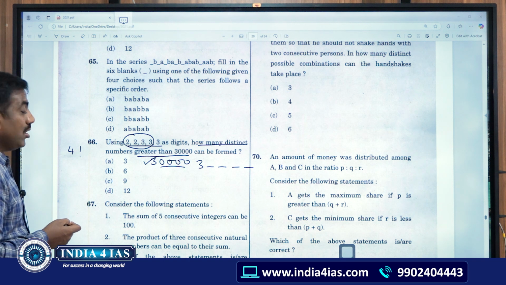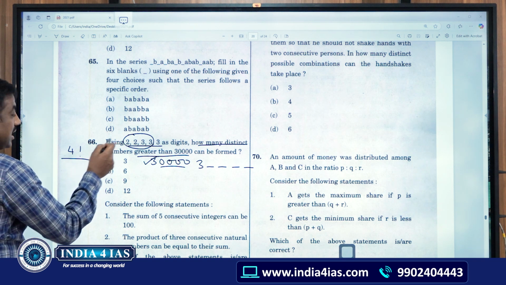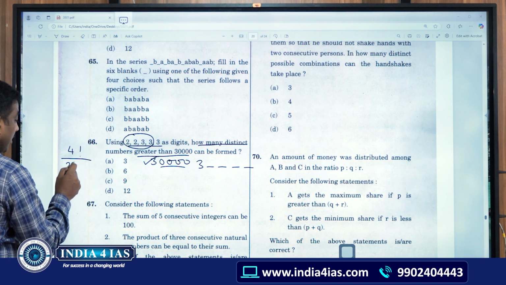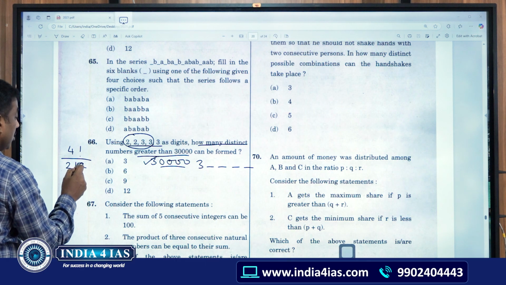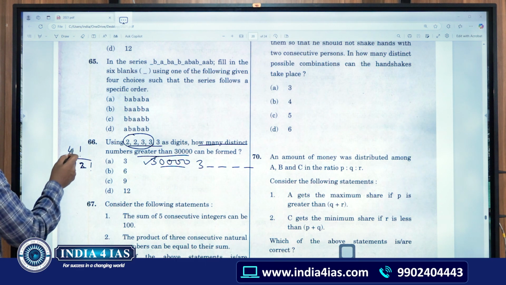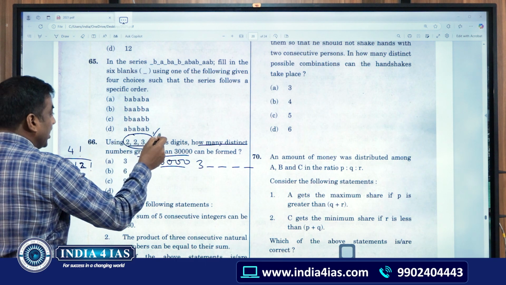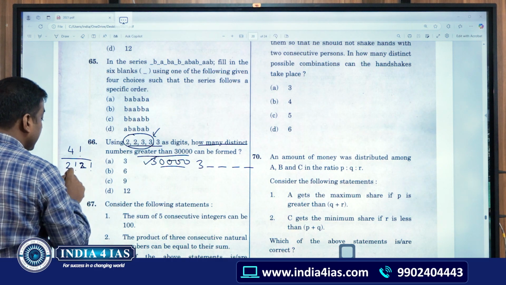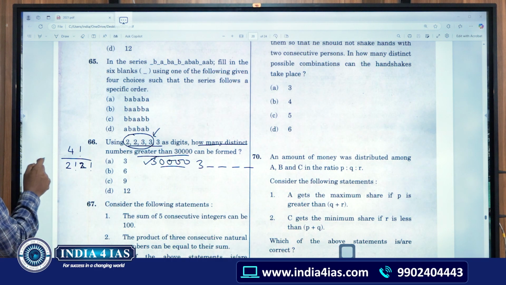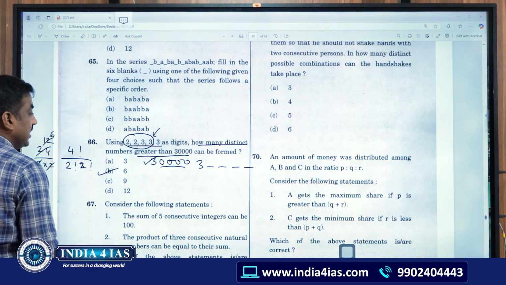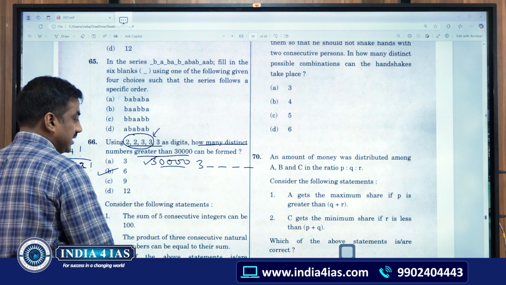But there are repetitions. 2 is repeating twice and 3 is repeating twice. If all 4 were different digits, it would be 4 factorial, then divide by 2 factorial and 2 factorial. 4 factorial is 24, 2 factorial is 2, and 2. 2 twos are 4, 24 divided by 4 is 6. So the answer is 6.